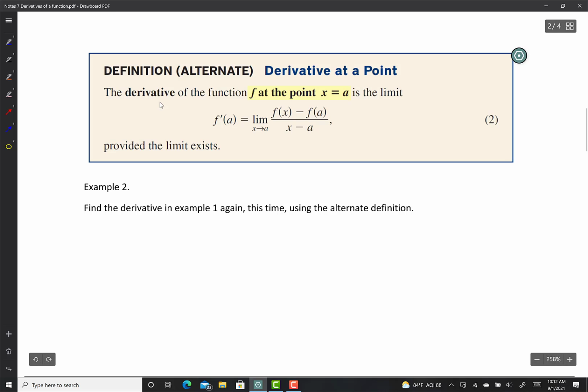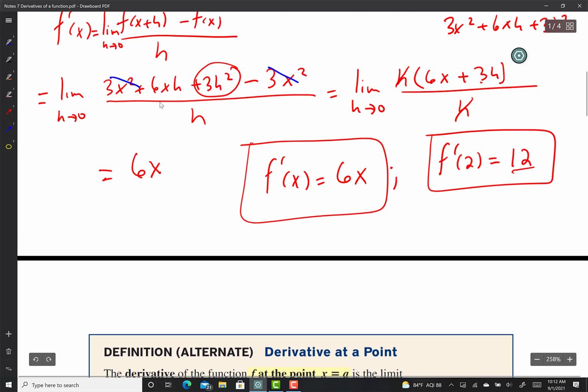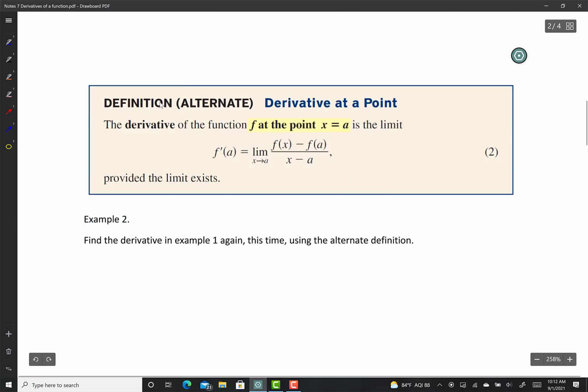Oh, wait, I'm sorry. Where did you get the 2 from? I just made it up. I said if I wanted f prime of 2, it was like an example. Awesome.